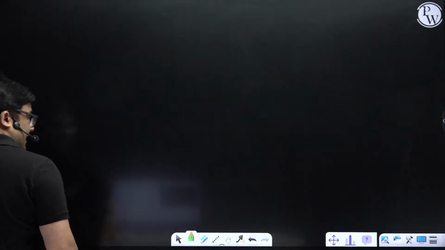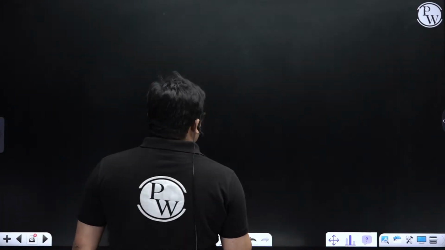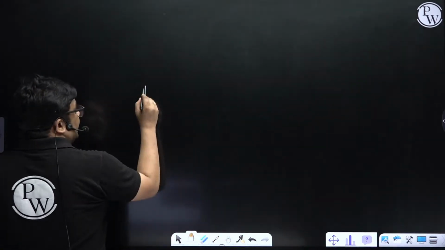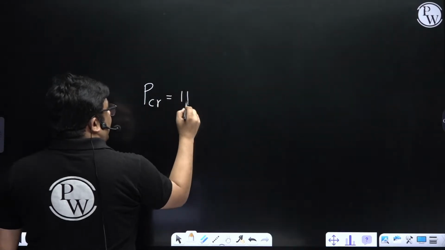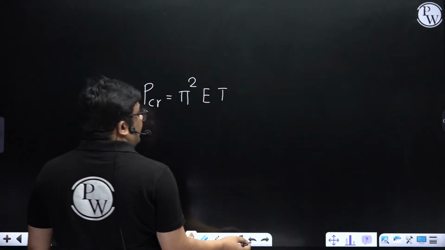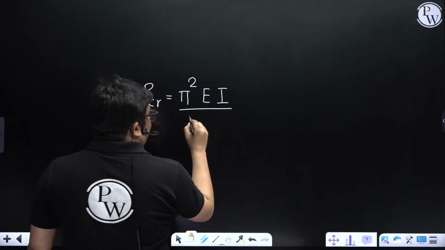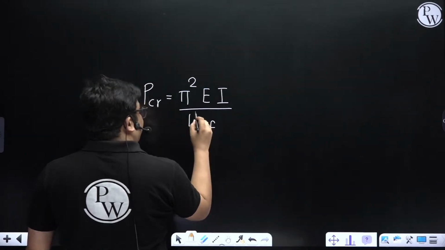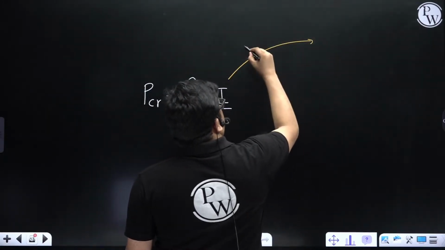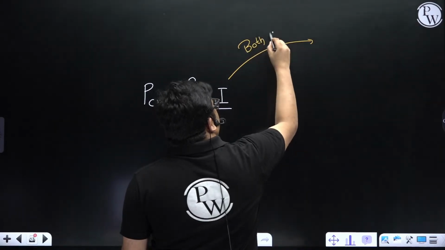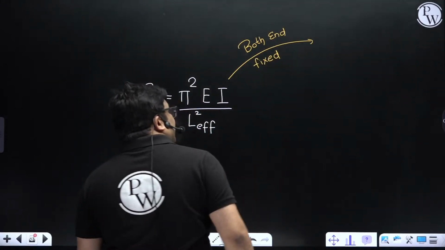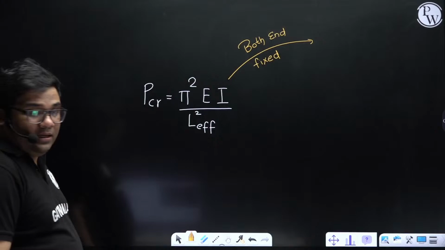So let us summarize them. Buckling load, as we have seen, is equal to pi square E I minimum divided by L effective square, where I is I minimum only. Now see, if both ends are fixed, then L effective is equal to L by 2. It is L by 2.